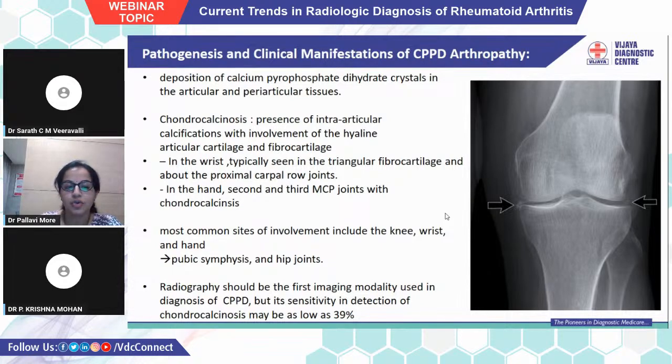The next joints involved are the pubic symphysis and the hip joints. Radiography should be the first imaging modality used in diagnosis of CPPD, but its sensitivity for detection of chondrocalcinosis is as low as 40%.